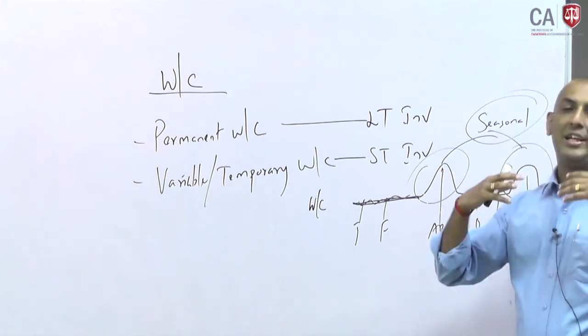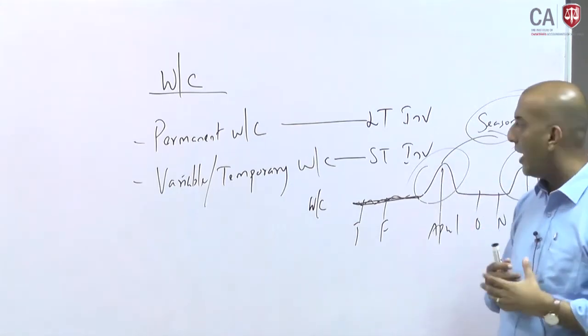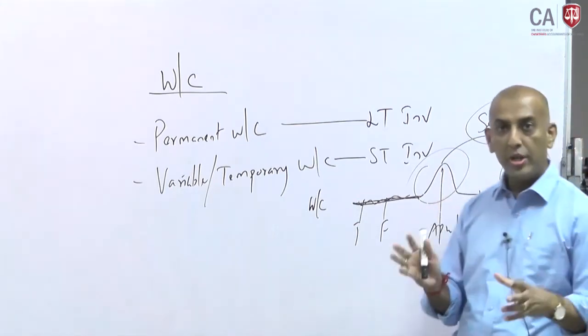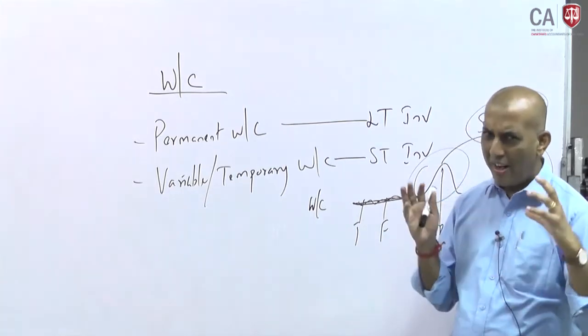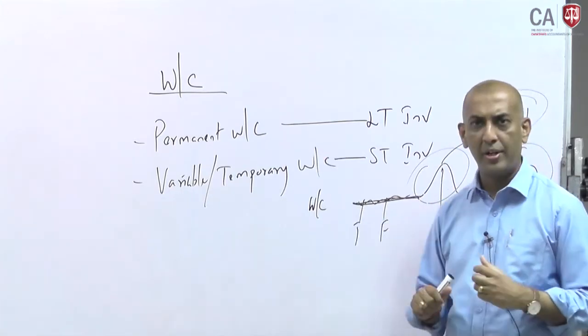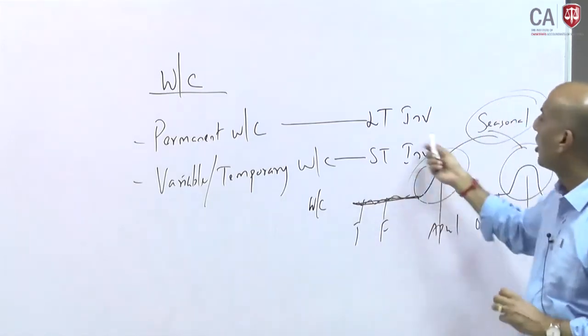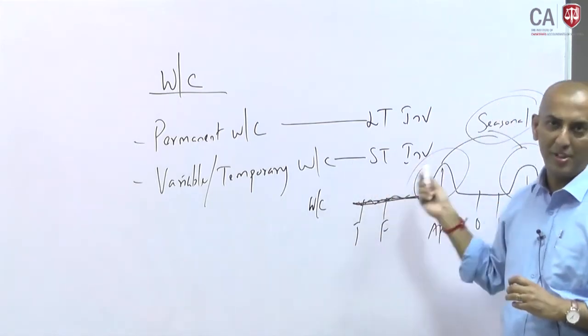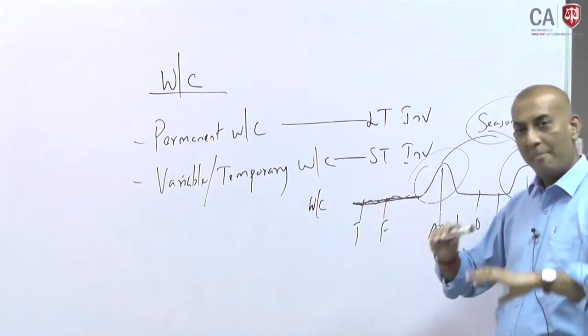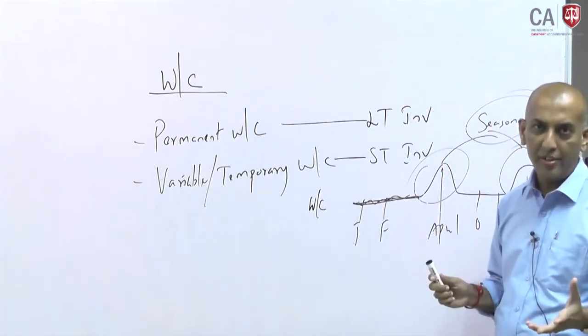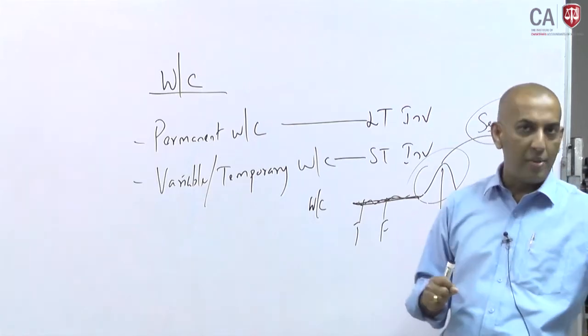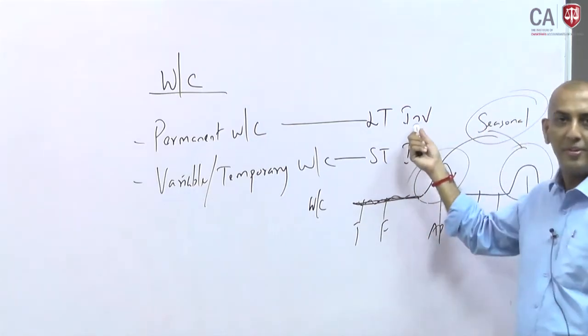Now, as we are learning a little more, we say it is true that working capital is long term, but there is one component called the variable component which is short term. That is a short-term investment. The balance, the majority portion which will be there throughout your 12 months, is called long-term investment.